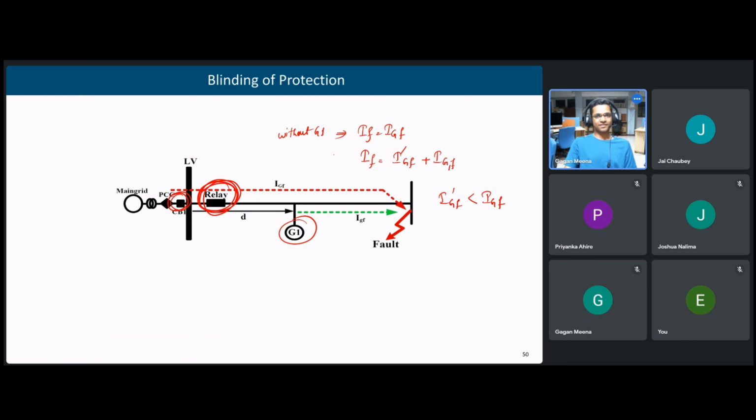So this is the case with only the grid, without generator 1, and this is with generator 1. So when this generator, DER, is there, the current contributed by the main grid reduces. And if it falls below the threshold value of this relay, then this relay will not see a fault, although there is a fault. So this relay is blind to the fault. So it becomes blind. So that is the problem.